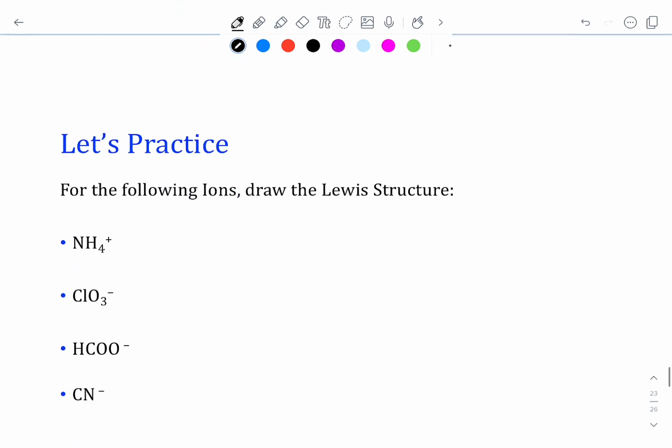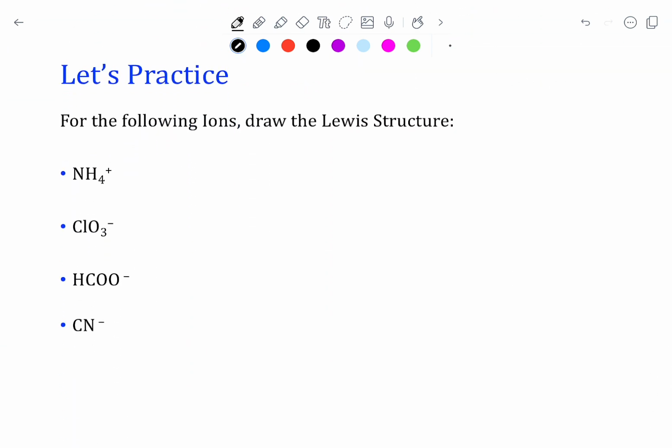Okay, let's do a few more. Now, what I want you to do with these is get used to accounting for the charges. So before we go into drawing the Lewis structures, for each of these examples, count up the total number of electrons in the molecule, properly accounting for the charges. Remember, if it's negative, we add electrons. If it's positive, we remove electrons. So pause your video for a second and try that just to get used to counting up the total number of electrons for each of these ions.